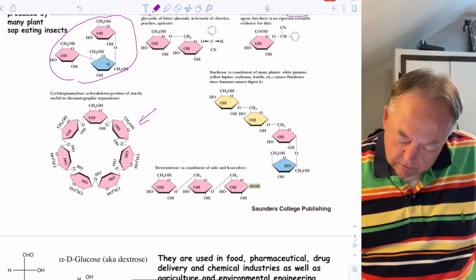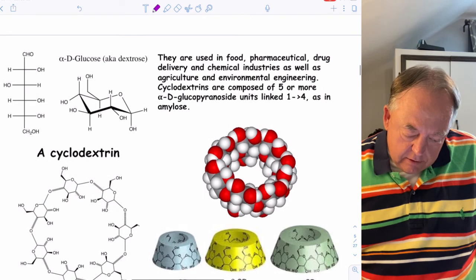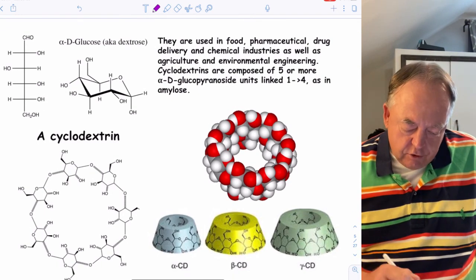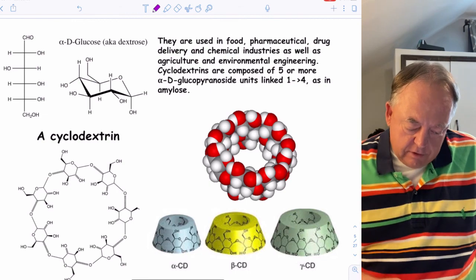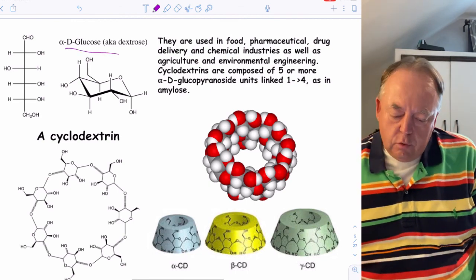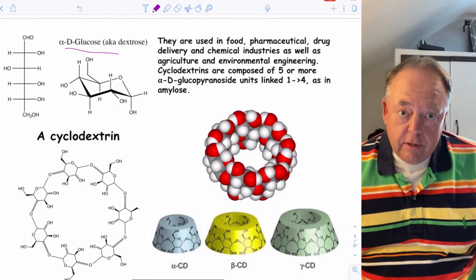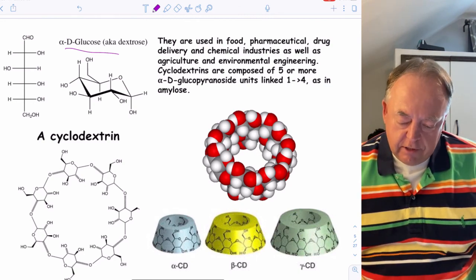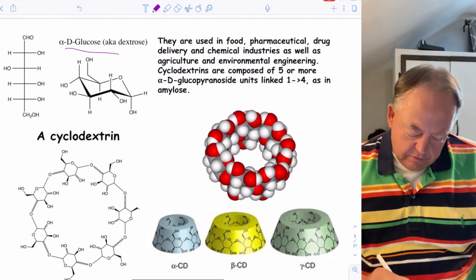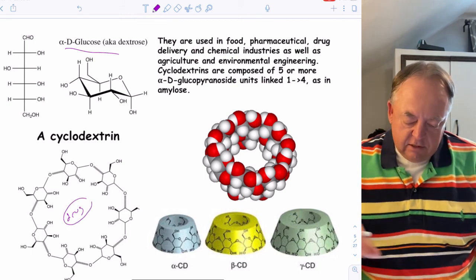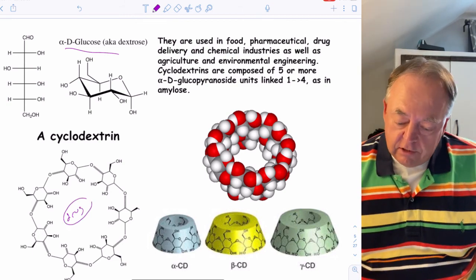All right, so this is what's known as a cyclodextrin. So we have 6 carbohydrates in a ring. So they're derivatives of alpha D glucose. So it has applications in food industry, pharmaceutical industry, drug delivery. So you could potentially put a pharmaceutical agent here and then let the cyclodextrin deliver it somewhere within a cell.